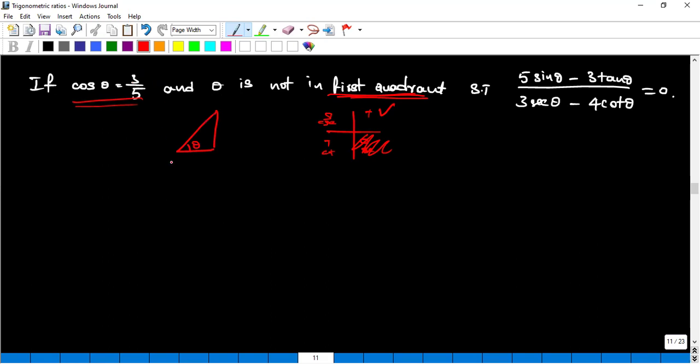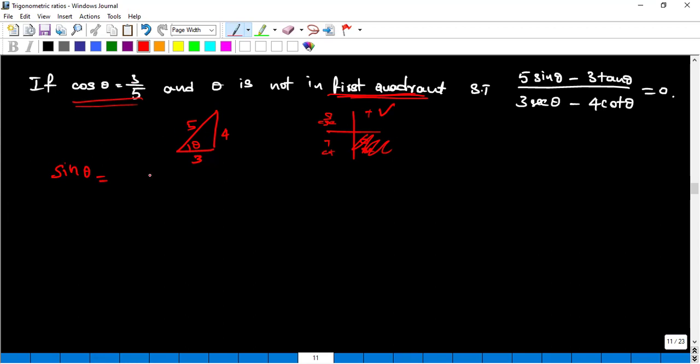It is adjacent by hypotenuse. This is 3, this is 5. Definitely this will be 4 units by Pythagoras theorem, you can find out. Then find out what is sine theta. And remember which quadrant you are taking. Sine theta, we can find out from the triangle.